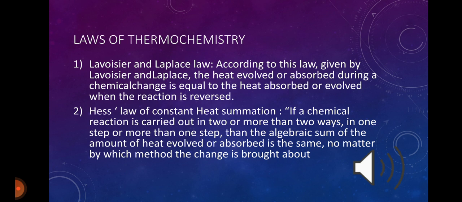And next one is Hess's law of constant heat summation. If a chemical reaction is carried out in 2 or more than 2 ways, in one step or more than one step, the algebraic sum of amount of heat evolved or absorbed is the same, no matter by which method the change is brought about. Either the reaction takes place in one step or more than one step, the heat absorbed or evolved is the same, no matter by which method the change is brought about.